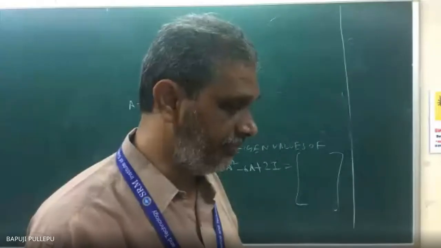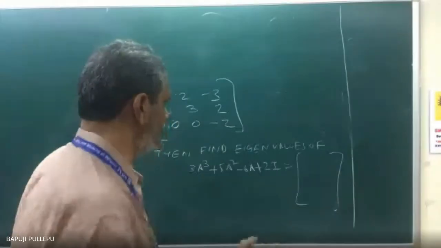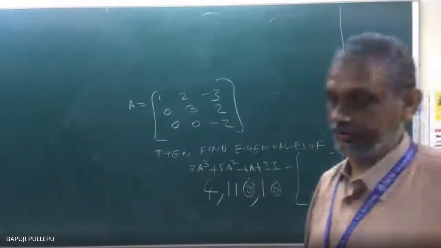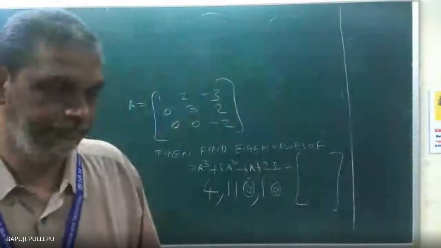Now you are the teacher, I am the student. What do I want to write? Tell me. Now come on, tell me the values. 4, 10, 30. Good. Correct, sir. Absolutely correct. Now clear? Yes, sir.